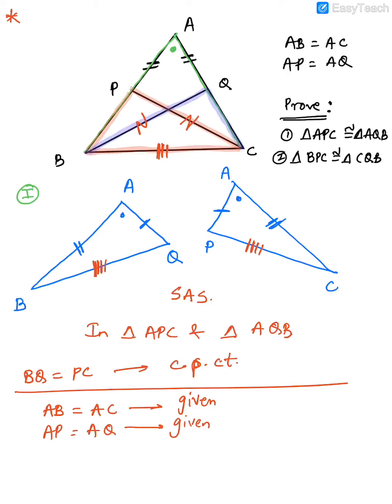Now what I can do is, AP is equal to AQ, so I can subtract them. When you subtract them, what will you get? AB minus AP is equal to AC minus AQ. What is AC minus AQ? CQ. What is AB minus AP? BP. So we get BP is equal to CQ. After we proved BP equal to CQ, I'll just mark it in the figure again. BP is equal to CQ.